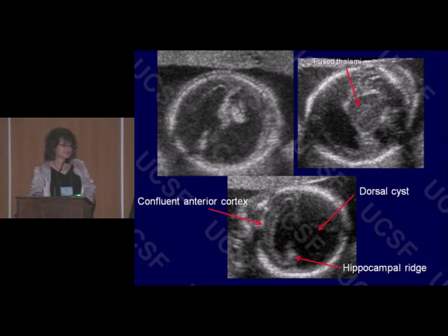This case on your left clearly has intracranial CNS abnormality, but might be hard to sort out, and the suggestion is sort of a step-by-step. Once seen, the fused thalami can be sort of recognizable, then realize we're dealing with holoprosencephaly. There's confluent anterior cortex, no midline falx, a dorsal cyst separated by the hippocampal ridge.